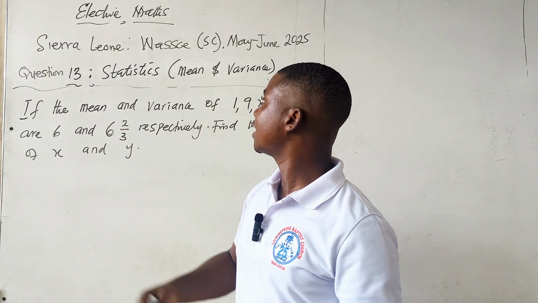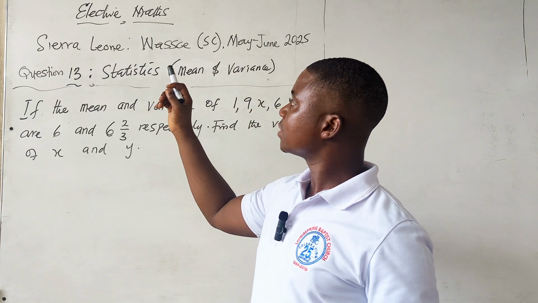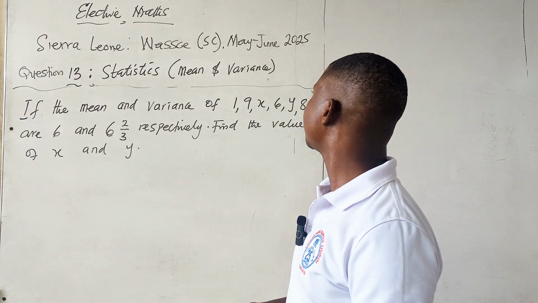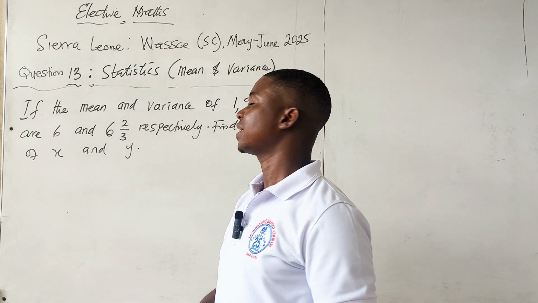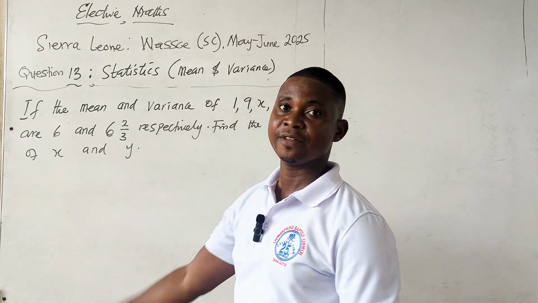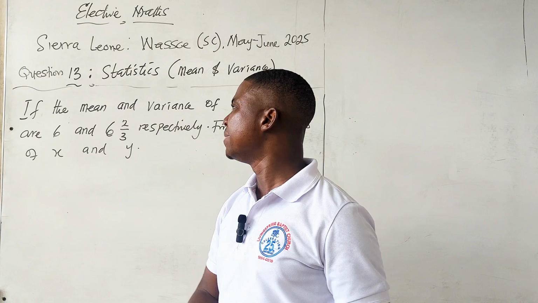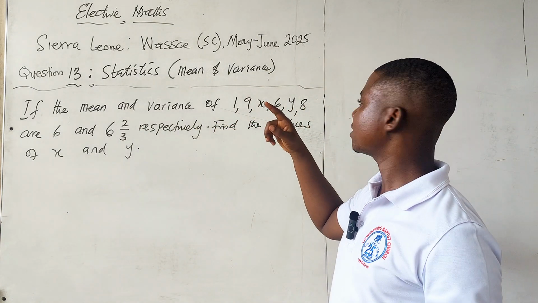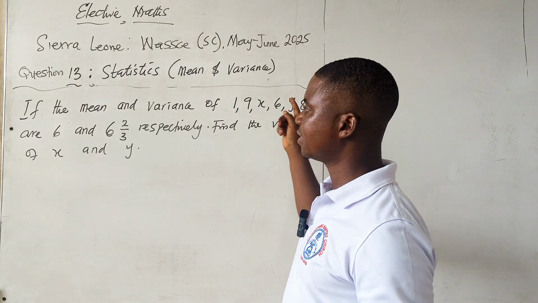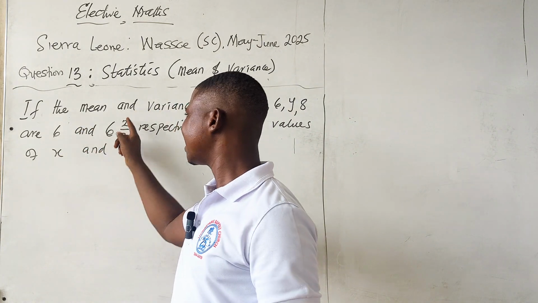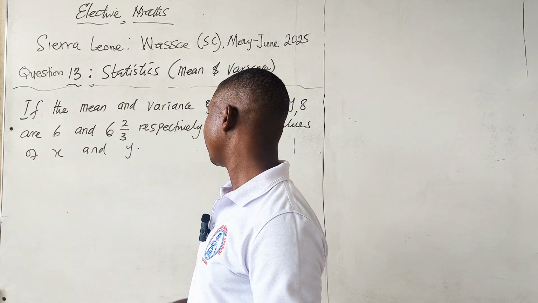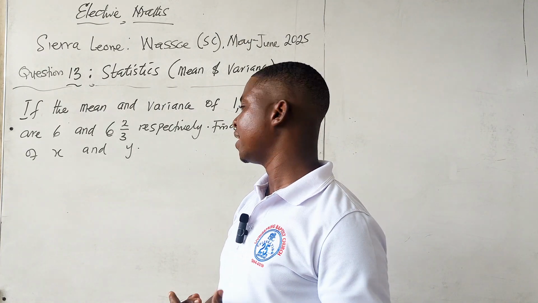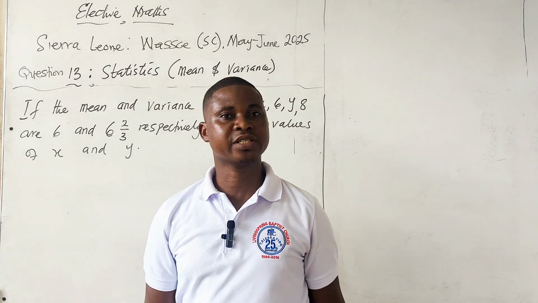Today we are going to look at elective maths question number 13 for Sierra Leone WASSCE 2025. The question was on statistics, mean and variance. If the mean and variance of 1, 9, x, 6, y, 8 are 6 and 6 whole number 2 out of 3 respectively, find the values of x and y. And this is our question.